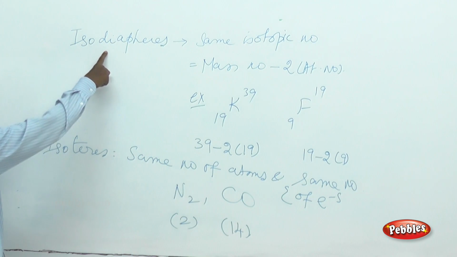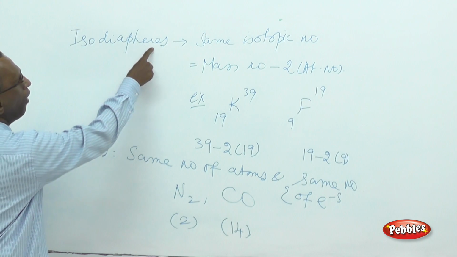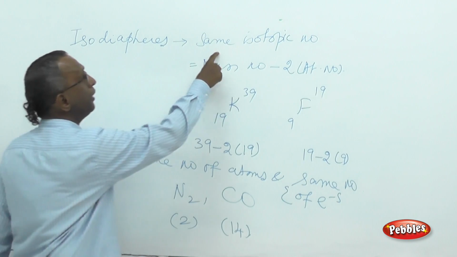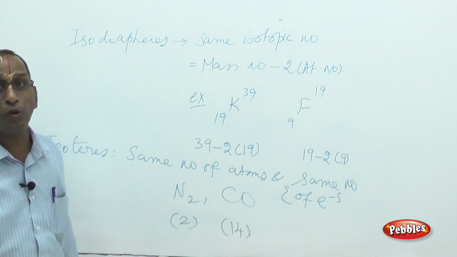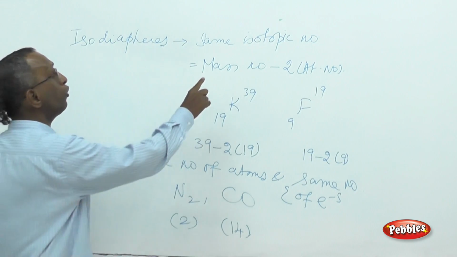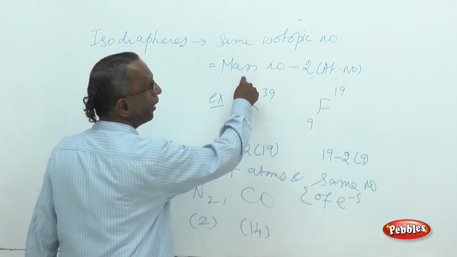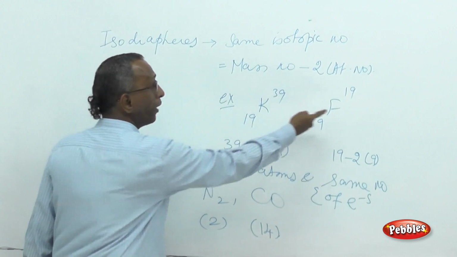One is called isodiaphers. Isodiaphers are the species with the same isotopic number. What is meant by isotopic number? Isotopic number is defined as the difference between the mass number and twice the atomic number. So here it is not for the same elements.